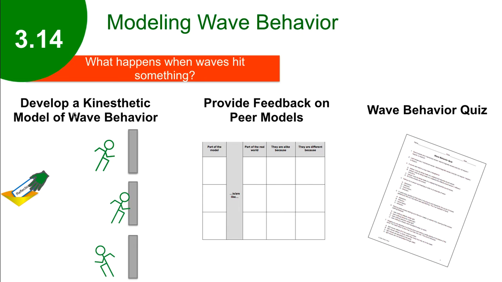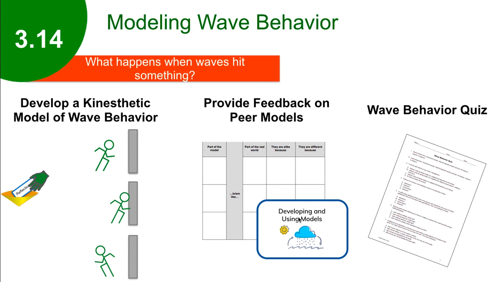In lesson 14, students pull a random wave behavior out of a hat and have to come up with a kinesthetic model of that behavior with their bodies and other objects. Peers then analyze the kinesthetic model, and we really emphasize the practice of developing and using models. Students fill out a table that identifies the parts of the kinesthetic model and how those relate to the parts of the system in the real world. And now that students are wave experts, we give them a brief assessment where they can demonstrate their knowledge.